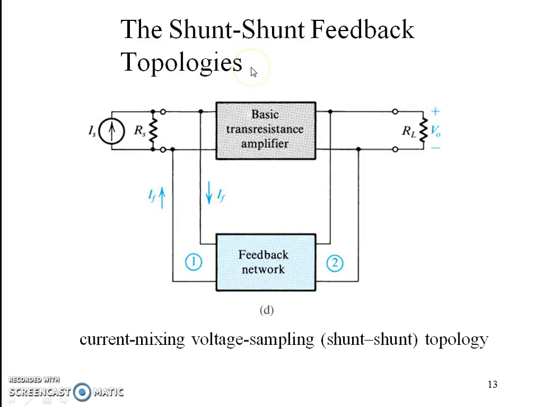And the next one is the shunt feedback topology. Shunt means from the output you take it into the shunt and again give it to the input, which is also in shunt. This is the basic transresistance amplifier and it goes this way. This is the feedback network. This is If, which represents the feedback current, and it again goes here in the shunt. So this is the current mixing, voltage sampling, shunt topology.